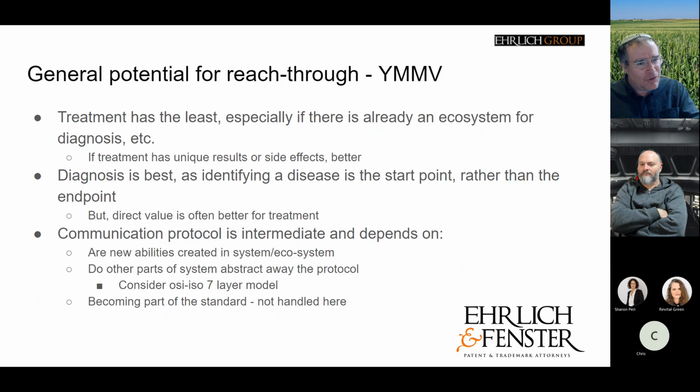So I'll go back to my three types of protocols. And the question is, how good is my potential for reach through? If you've listened to the previous talks, you know I like reach through, which is basically trying to get IP not on what you're doing, but beyond that, on what your clients are doing, or what your clients' clients are doing, or what your suppliers are doing. In general, I think treatment has the least potential for reach through. This is, of course, very general and not for any specific situation, especially if there already is an ecosystem for identifying patients. It's kind of difficult to do reach through.